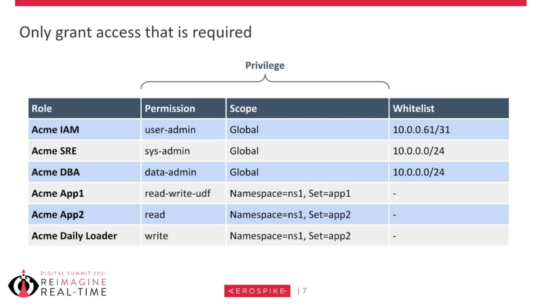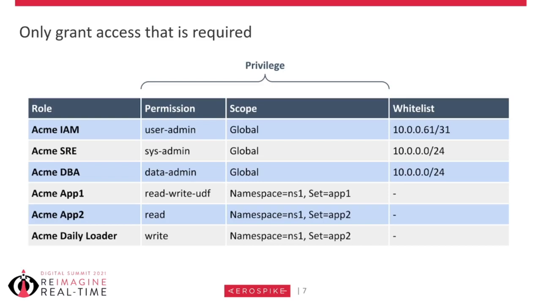So just to take a couple here, you can see the Acme DBA, that would be like a data administrator, and they would be doing things again like managing scans or creating indexes, and they can do that across the database. Whereas if we then look at Acme application number 2, app 2, it has read-only access to a specific namespace and a specific set.